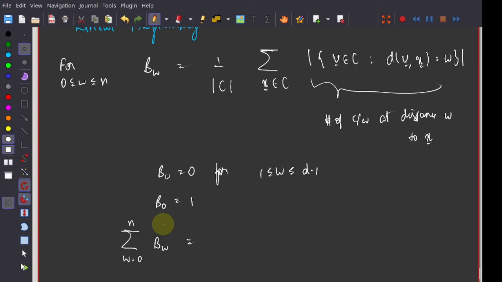I know, but can you think about what that will be equal to? So basically, I'm taking summation over all W, right? So I take that summation inside. So summation over all W of the number of code words at distance W to X. What does that give me? N is the block length, right?